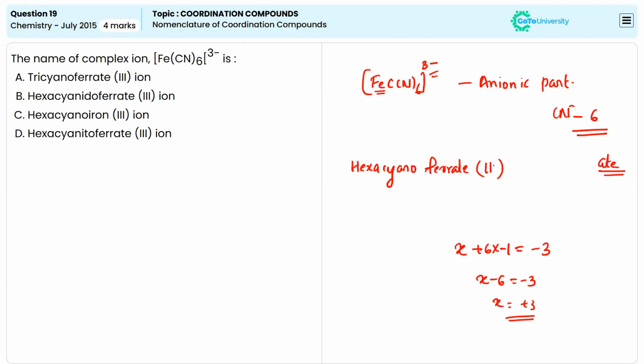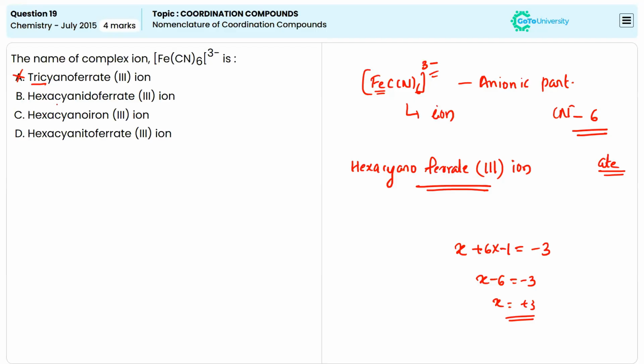The oxidation number we have to provide in Roman numerals. So the name of the complex is hexacyanoferrate, and this is not a neutral species, and the cationic part is not given. So this is a negatively charged ion, meaning this complex itself is a negatively charged ion. So we can write hexacyanoferrate(III) ion. This is the name of the complex. The first option is incorrect because it says tricyano. Wrong. Now coming to the other options, all of them are hexacyano.